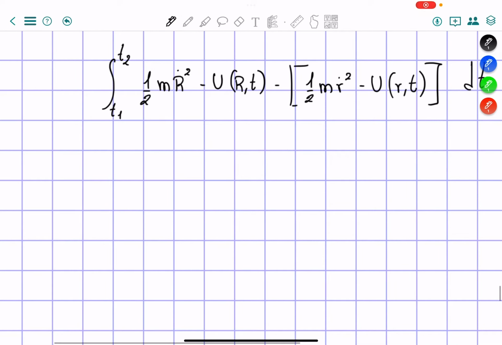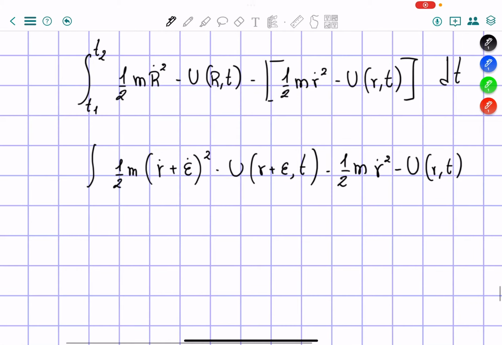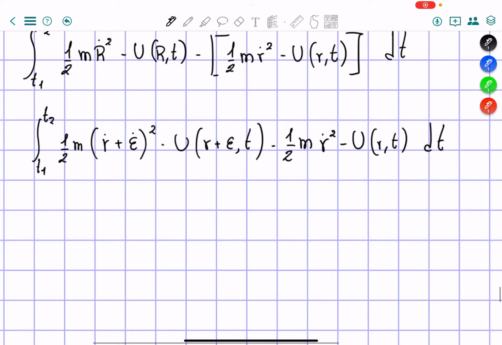So I'm going to rewrite this first one as 1/2 m, instead of r dot, we're simply going to have small r dot plus epsilon dot squared minus u of small r plus epsilon comma t, minus 1/2 m small r dot squared minus u of small r comma t. Everything is the integral from t1 to t2 of dt.